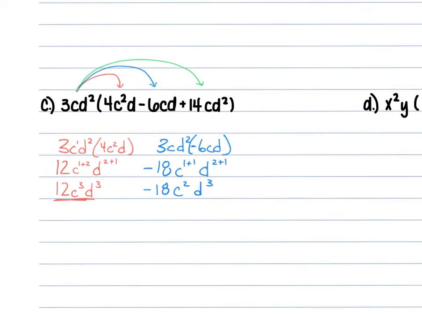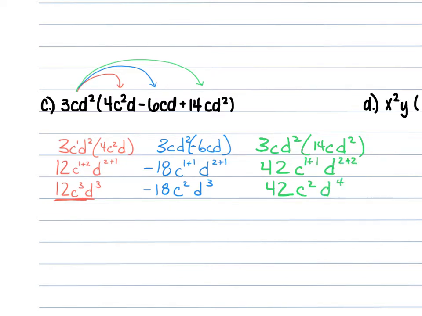Moving on to the third term. 3 times 14 will be 42. Okay, give me 1 second to catch up to you here. 14c d squared. 3 times 14 is 42. And c to the second power. Okay, c to the 1 plus 1, or c to the second power. I keep saying that 1 plus 1 because I expect to see that part in your homework. And the d's? D to the fourth power plus 2. D to the 2 plus 2, which is d to the fourth power.